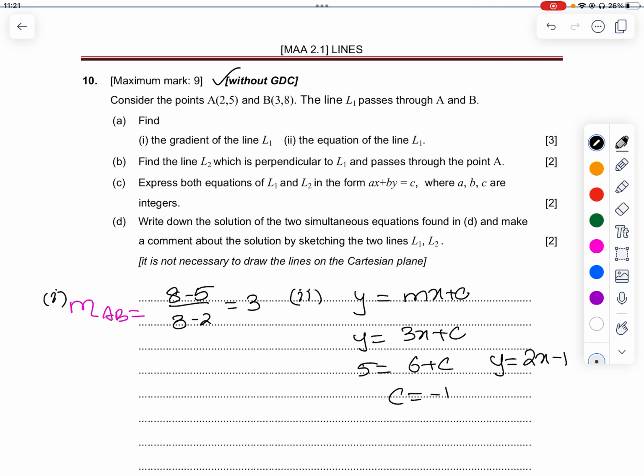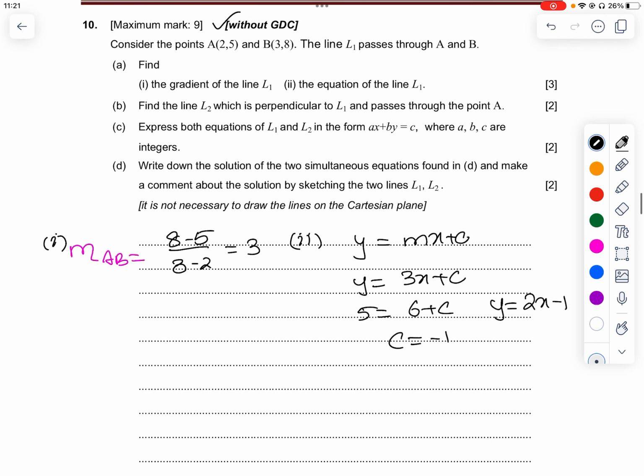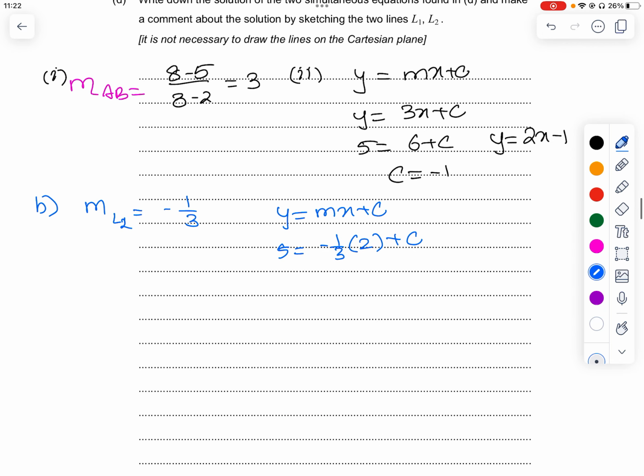Now find the line L2 which is perpendicular to L1. So the gradient of L2 will be nothing but what? Minus 1 upon 3. The gradient of L2 will be minus 1 upon 3, and it is passing through A. So again y equals mx plus c. So 5 equals negative 1 upon 3 times 2 plus c. So from there c equals 5 plus 2 upon 3, which is 17 upon 3. So what will be the equation? y equals minus 1 upon 3 x plus 17 upon 3.